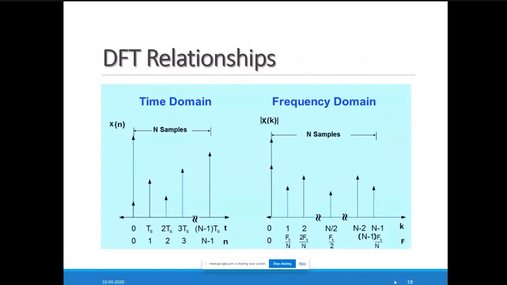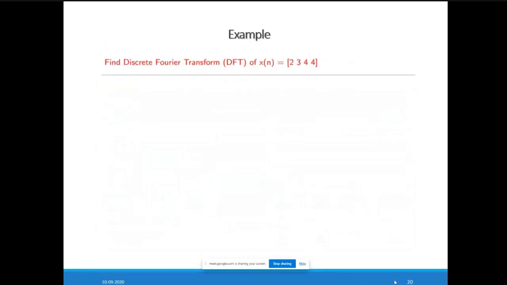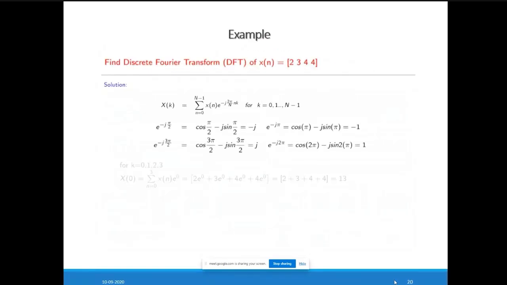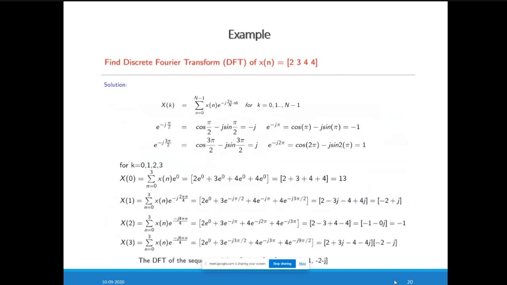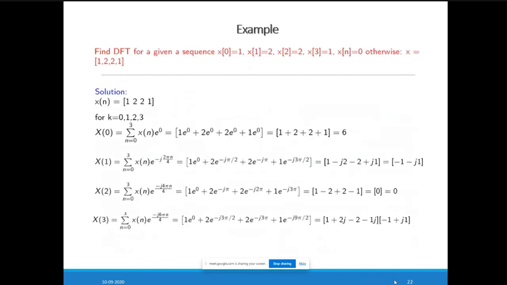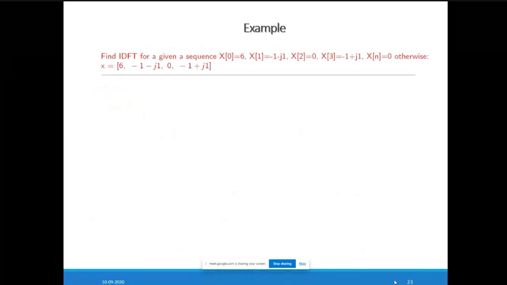First we have discussed DFT, and then we have calculated the example of DFT and IDFT. I have a query: in your class, have I covered the twiddle factor or not? Please confirm.